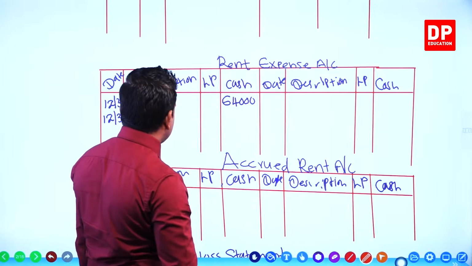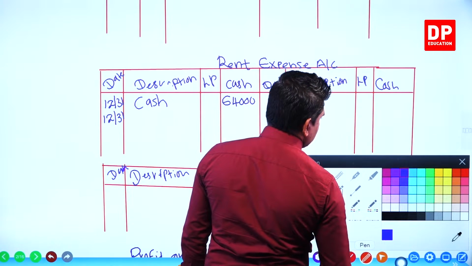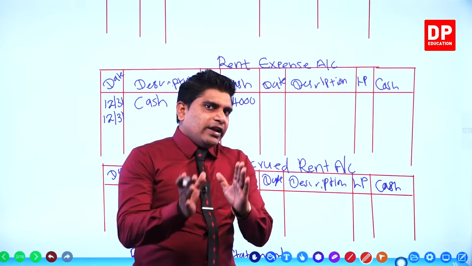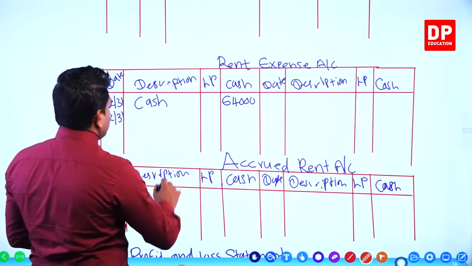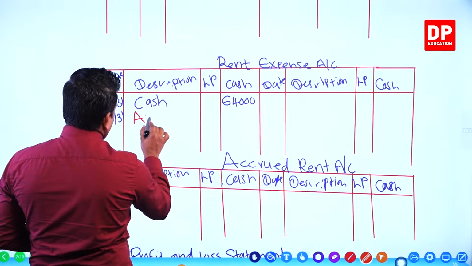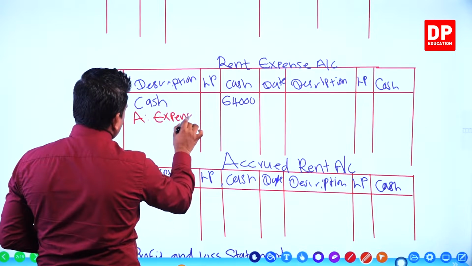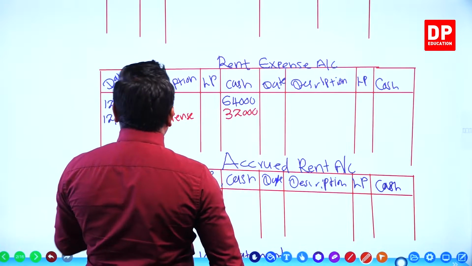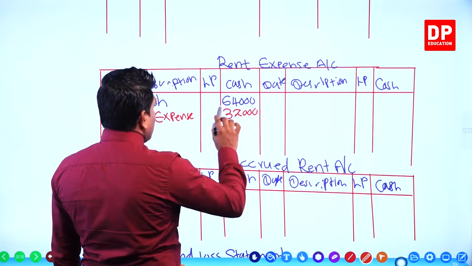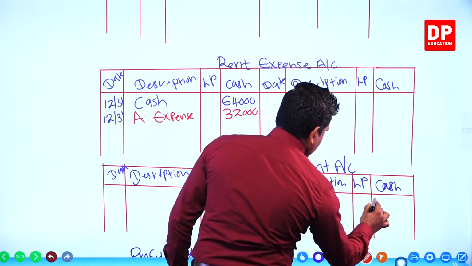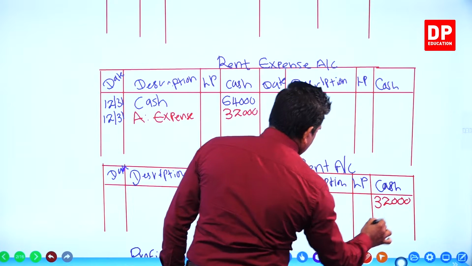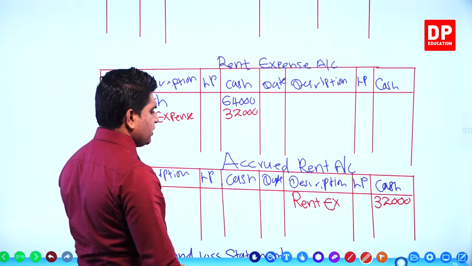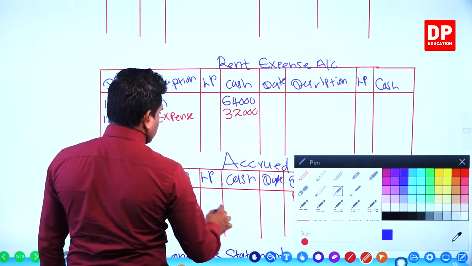If you want, I can use another color, right? What's the double entry? Relevant expense account debit, accrued expense account credit. Then in the rent expense account, you write accrued rent expense, 32,000. Then the accrued rent expense account goes to the credit side, how much? 32,000. There you write rent expense, right? Put the same date, 12/31st.